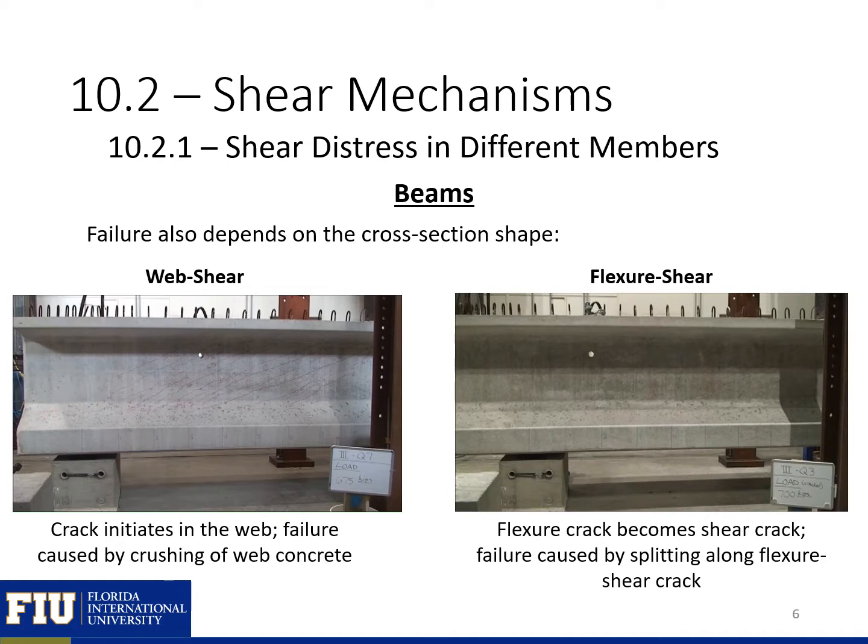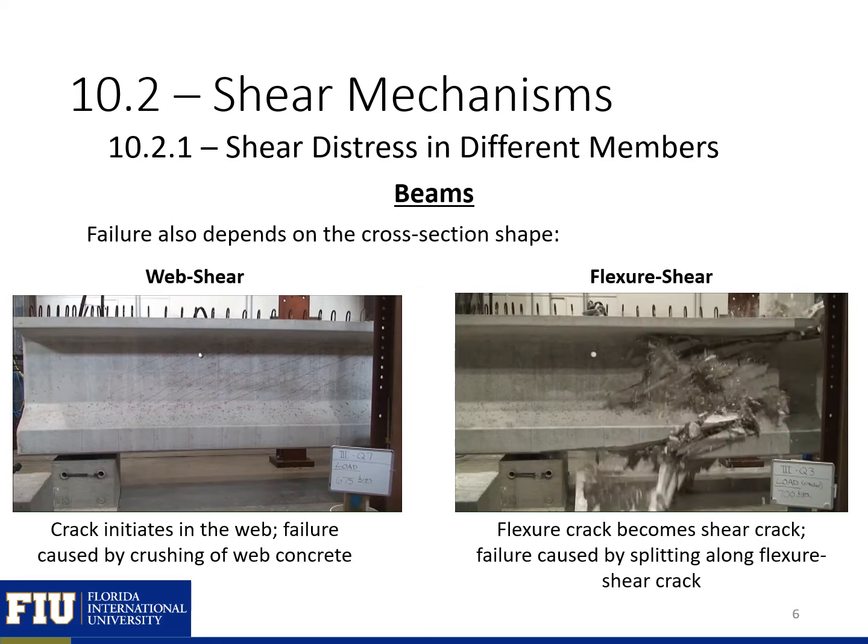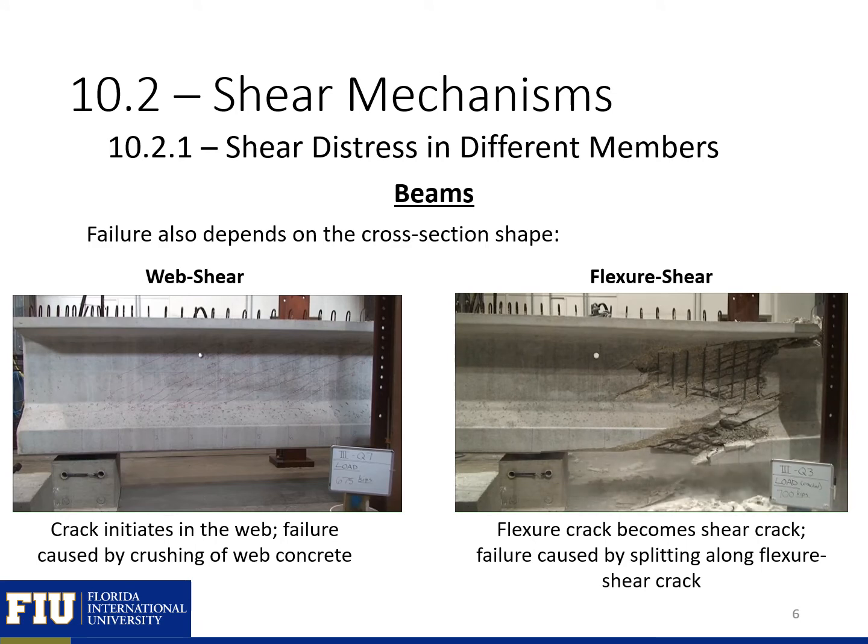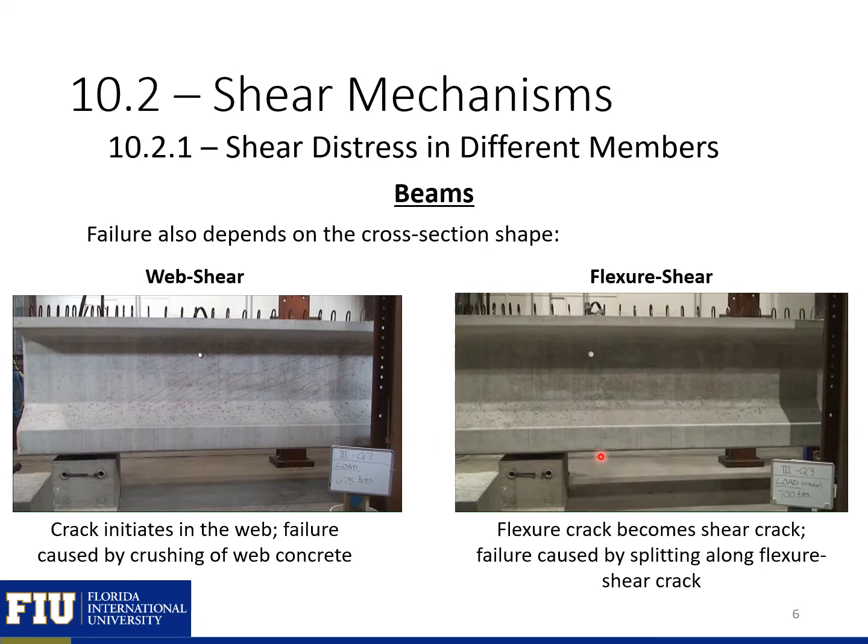The next failure is a flexure shear failure on the right here. And in this section, we had a flexure crack that came up and became a shear crack. These are both pre-stressed sections, so you can see that the shear failure is a little more explosive than would be in a non-pre-stressed section. But you can see in our flexure shear, we have this kind of S crack that happens. And that happens in a pre-stressed member.